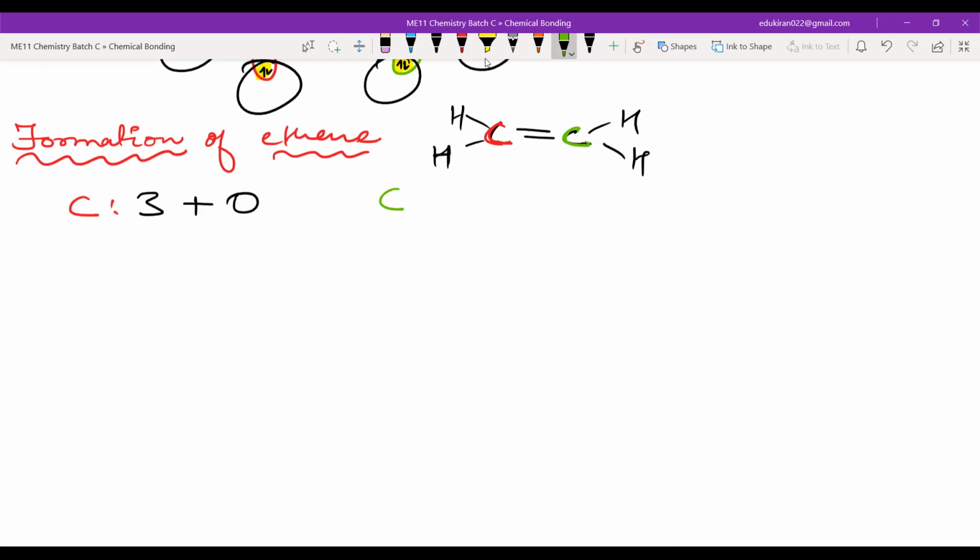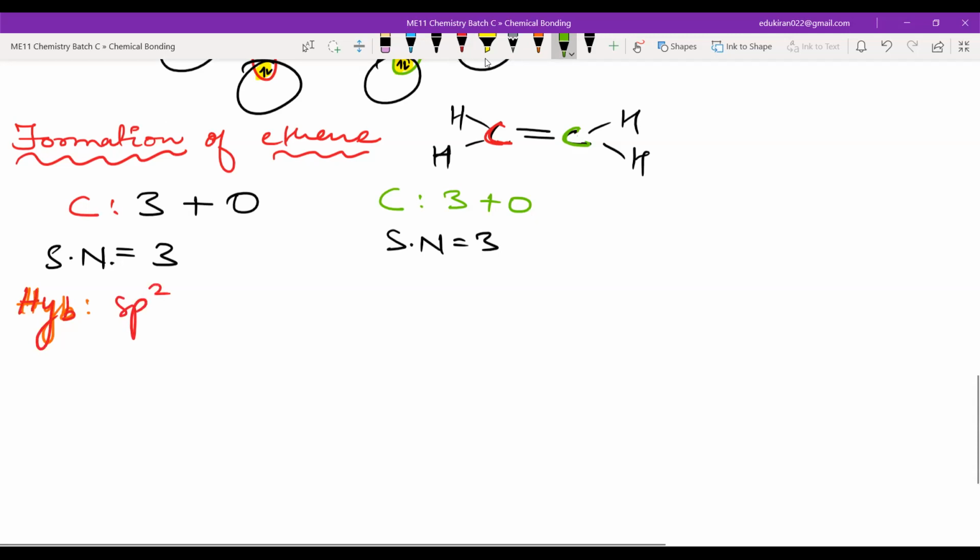What about the green carbon? 3 sigma plus 0 lone pairs. So what will be the steric number for this? Steric number will be equal to 3. For this also the steric number will be equal to 3. And if the steric number is 3, what will be the hybridization here? Please go and look at steric number 3. sp2. So whenever the steric number is 3, it is sp2.